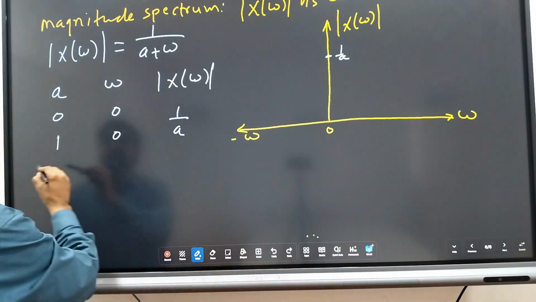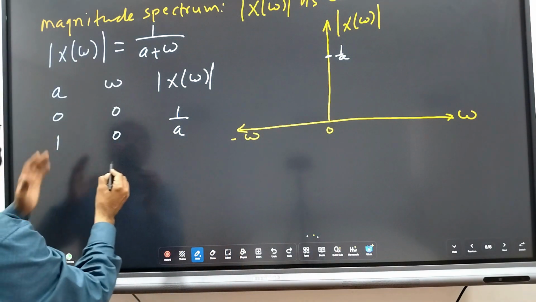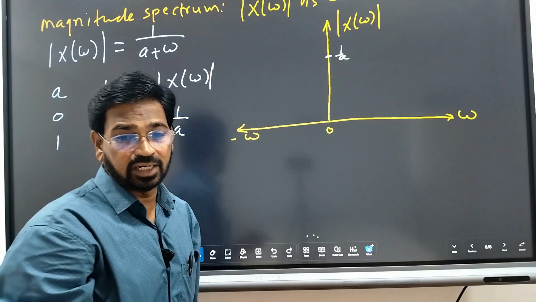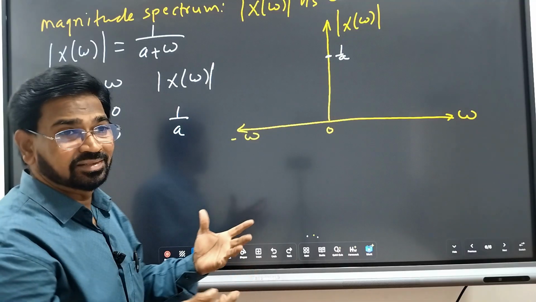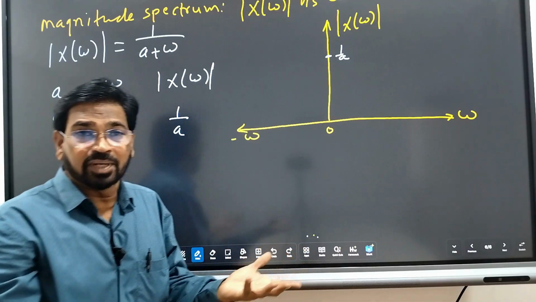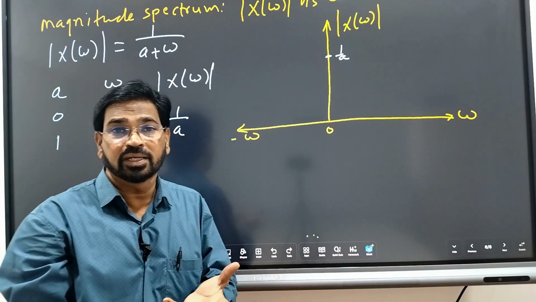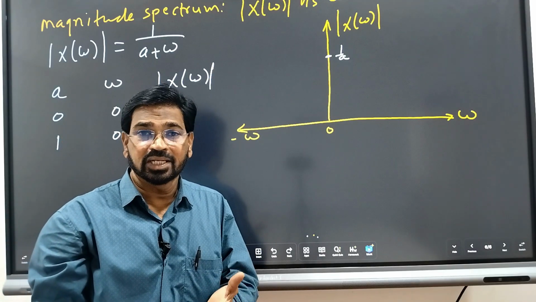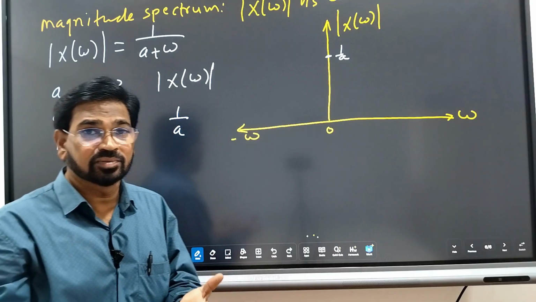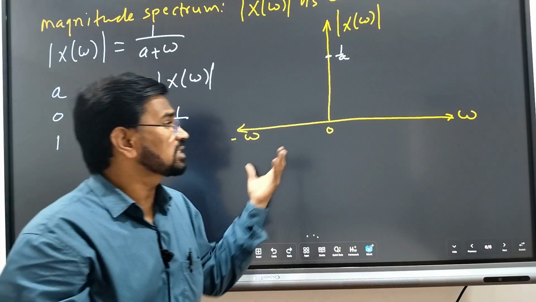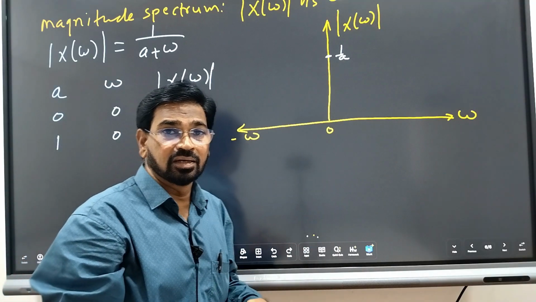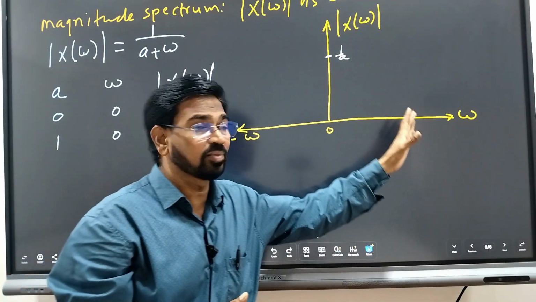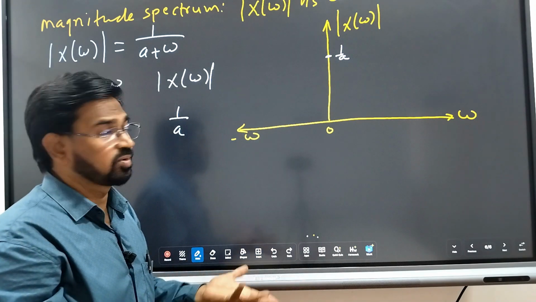Now if a is 1 and we are changing the value of omega, imagine omega is pi by 2, pi, 3 pi by 2, 2 pi, and minus pi, minus 3 pi by 2. What is the maximum range of omega? Minus pi to pi in such cases. If you plot only the right side, you take 0 to 2 pi.